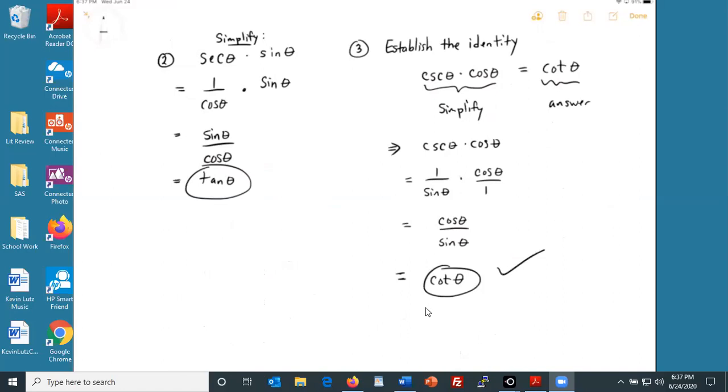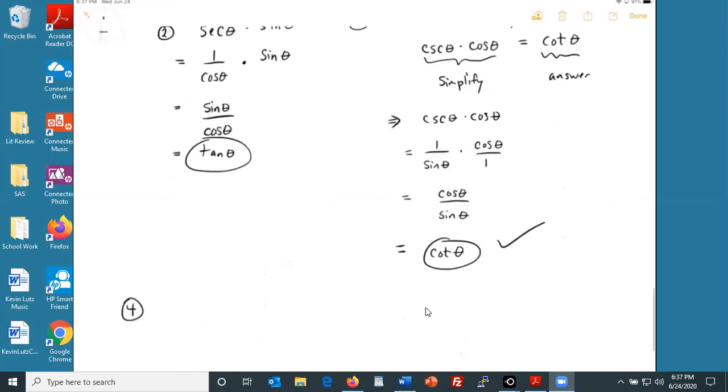We're going to do one more of these. Number 4, establish the identity that cotangent of theta over cosecant of theta is the cosine of theta.